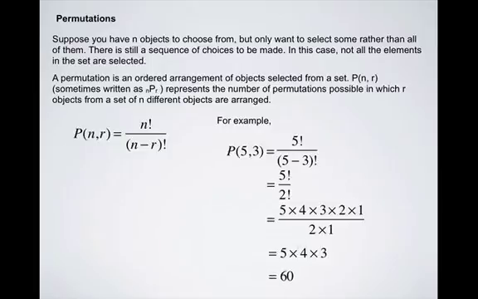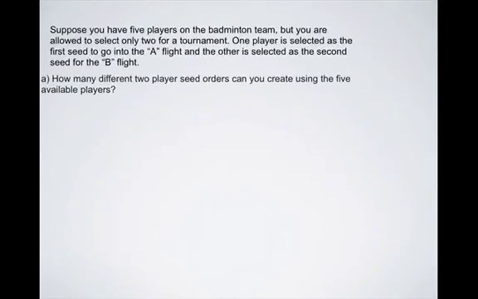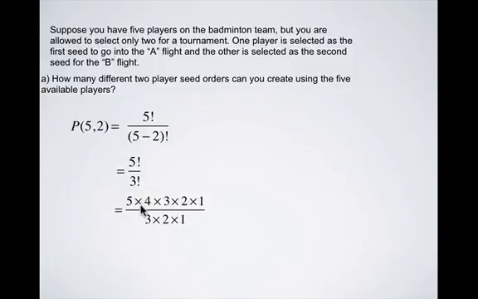So going back to the question we were just looking at, if we have two different player seed orders, and we've got 5 players to choose from, then we could use the permutation of 5 choose 2. So that means that we're going to choose 2 of our 5 players. Well, this is 5 factorial over 5 minus 2 factorial, because we're choosing 2. And this simplifies to 5 times 4, or 20, which is what we saw before when we listed them all.